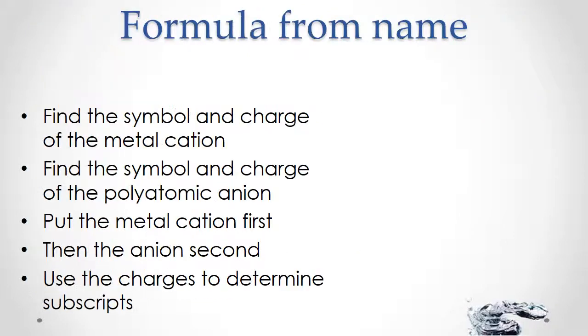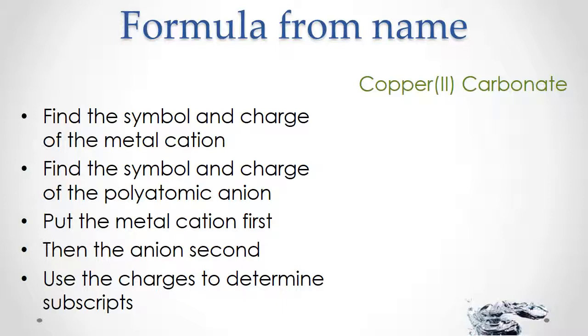Now, like we've done for all the other naming processes we've gone through already, let's turn it around. Let's start from the name and get the formula. We're going to follow the same set of procedures here. So let's just jump right into this. Let's look at copper 2 carbonate.